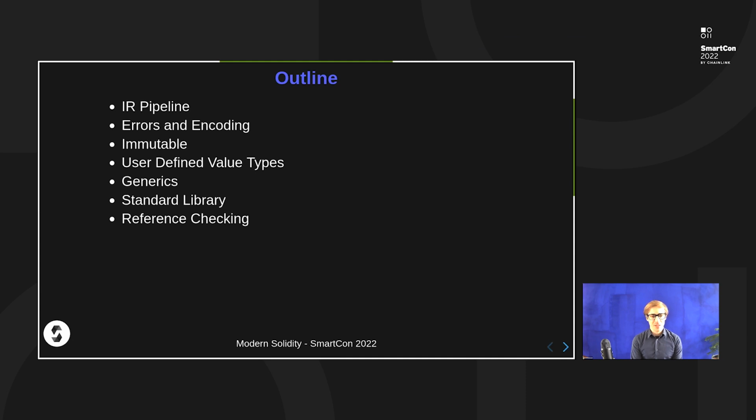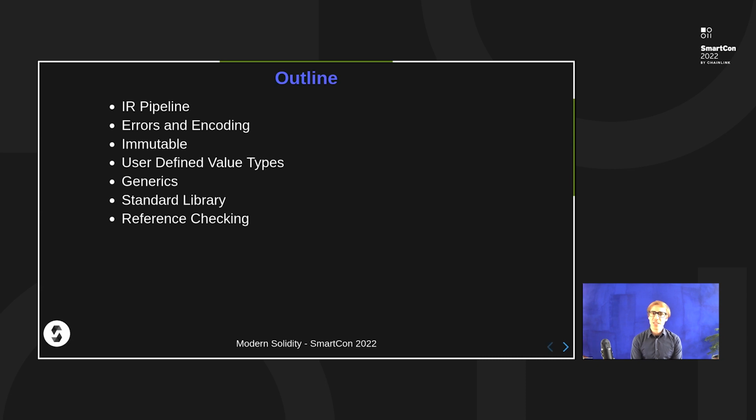I would like to talk to you about the latest features of Solidity as a language and of the compiler, and we will also talk about current challenges and upcoming features we want to add next. We'll start with the IR pipeline that we recently released or declared stable. Then errors and encoding, the immutable keyword, then something I'm really excited about, the user-defined value types.